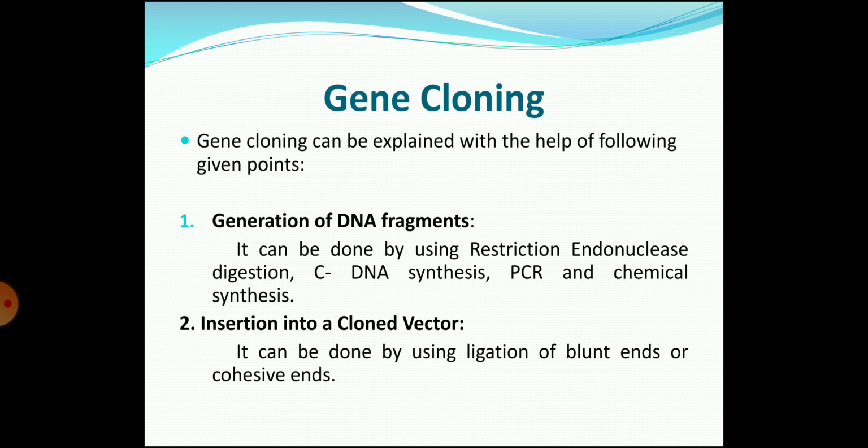See what happens in our first case, that is generation of DNA fragment. This is done by using restriction endonuclease digestion. Means here we are breaking that fragment from the host, or we are using the cDNA technique, PCR technique or any chemical synthesis technique for the separation of the DNA fragment. Then we are doing insertion into the cloning vector. Means whatever fragment we are separating, we are going to insert into our cloning vector, and this can be done using ligation of blunt ends or cohesive ends.